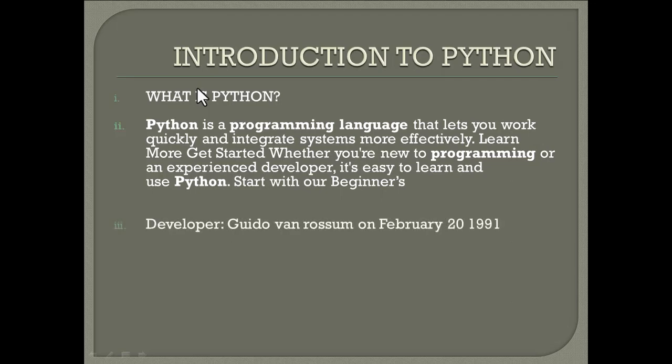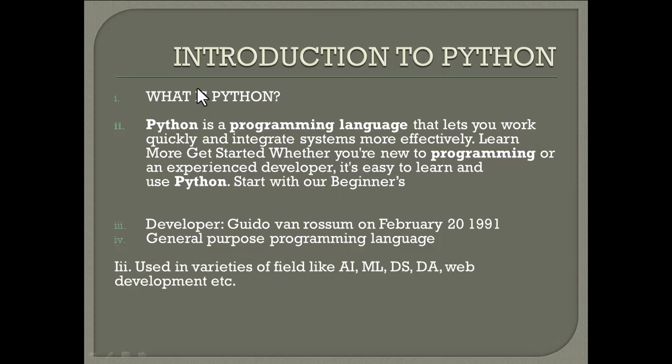The developer's name is Guido van Rossum. It was founded on February 20th, 1991. So kudos to everyone, you guys are actually great. Python is a general purpose programming language. You can literally use it for anything, which I will talk about more in the future. It's used in a variety of fields like machine learning, artificial intelligence, data structures, data analysis, and web development. Literally, like I said, you can use it for anything.